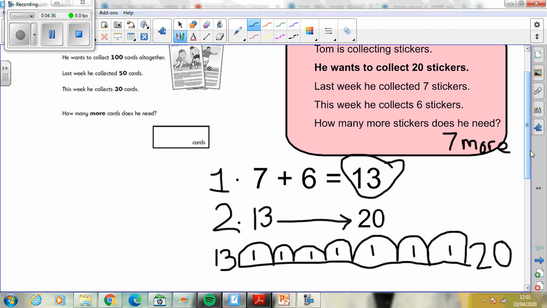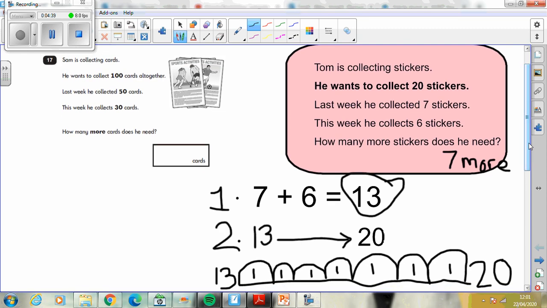Right then. So just to backtrack, the first thing I did to solve this problem was look at all the information that I had. I knew that Tom wanted to get to 20, and I also knew that he had 7 and 6. So step 1 was to work out how many he's got. 7 and 6 is 13. And step 2 is to work out how many more. So this is step 1 and this is step 2.